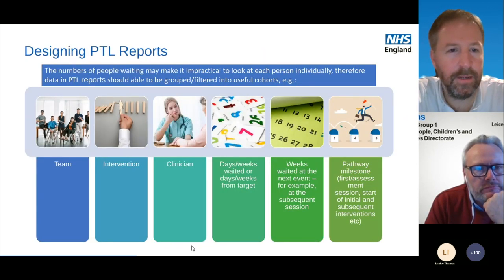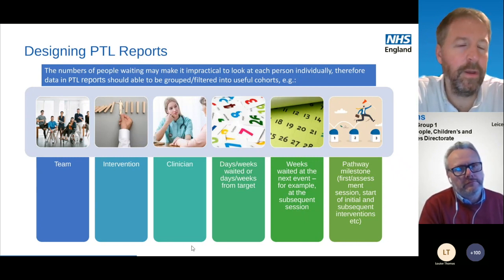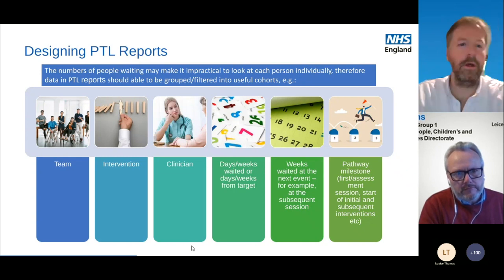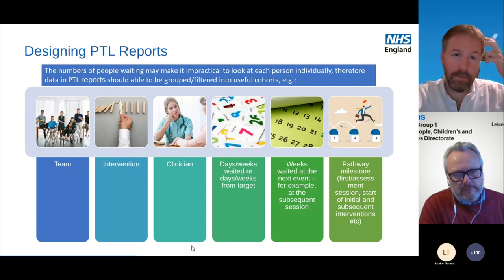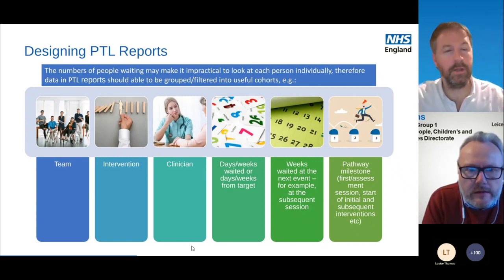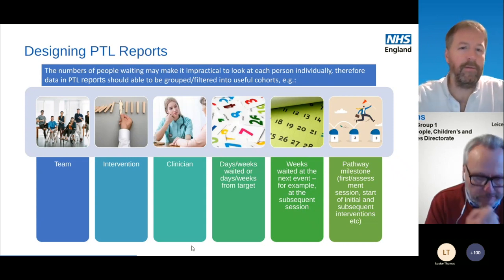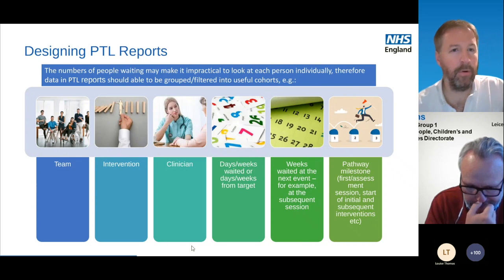So I mentioned that they need to have appropriate filters and ways of rationalising them so that you're looking at the people that are most pertinent to you. You need to be able to filter it down by particular team, particular interventions that people are waiting for, particular clinicians potentially, depending on the level at which you're working, how far people are away from their target date, and how many weeks they will have waited at their appointment.